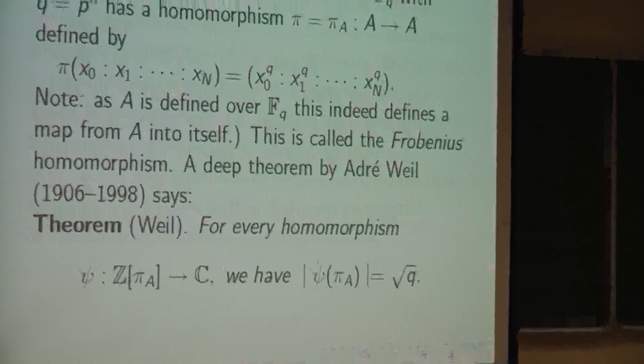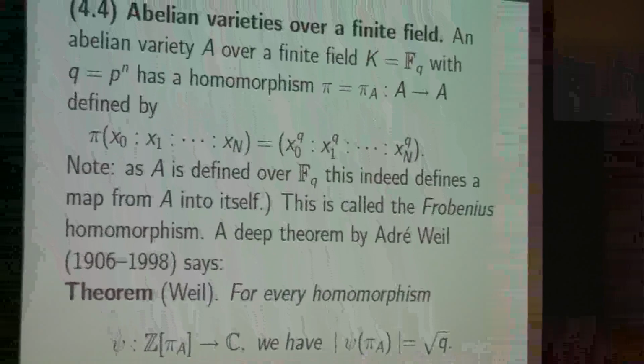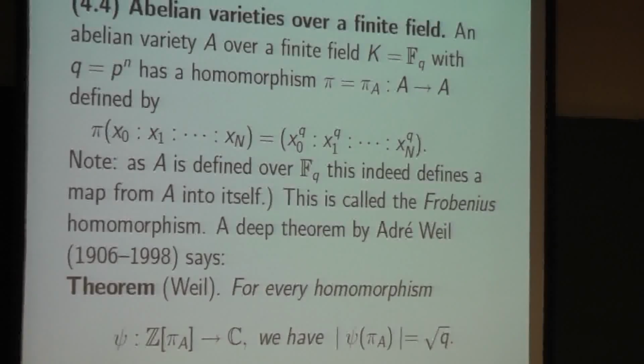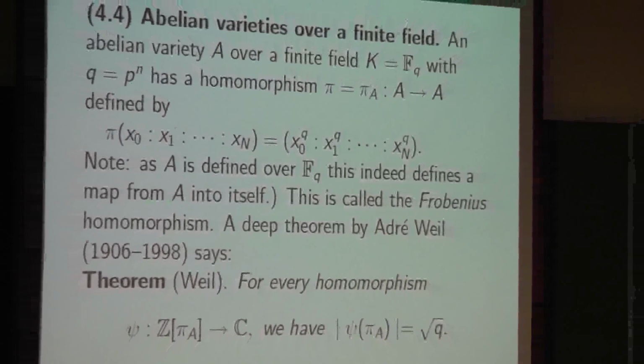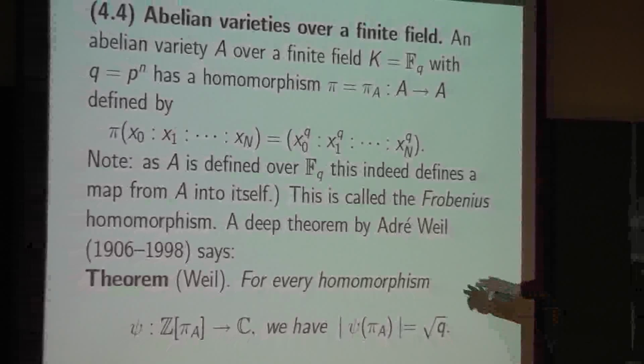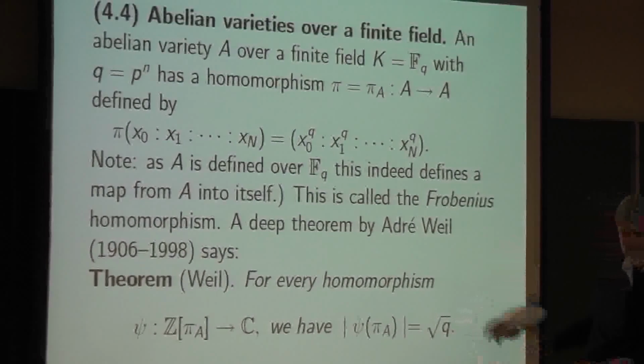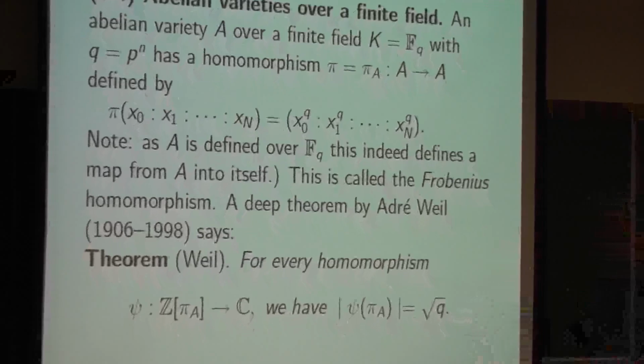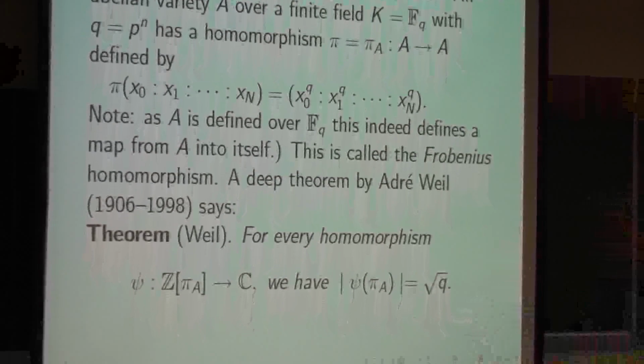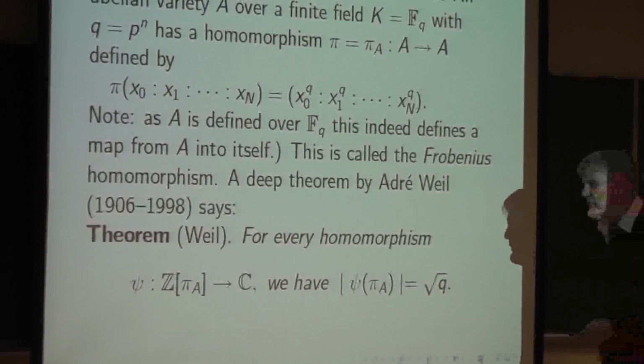And then I have a fourth example, that is abelian varieties over a finite field. There's a theorem by Weil. I will not explain this. This I will explain next Thursday in my seminar talk.